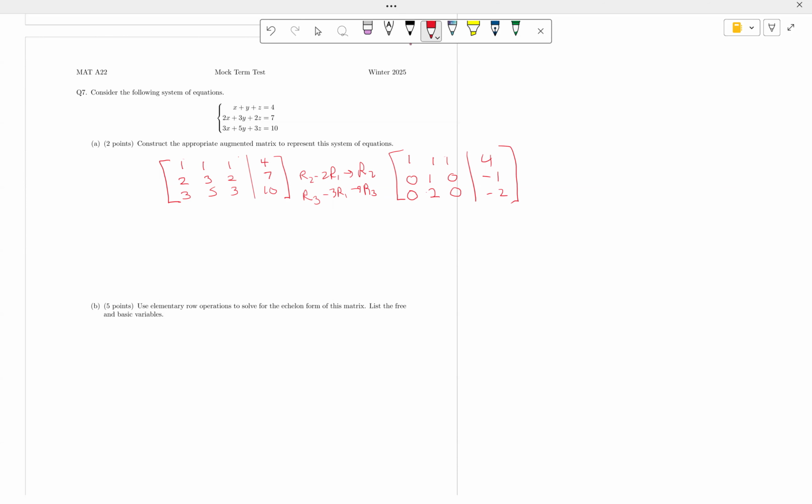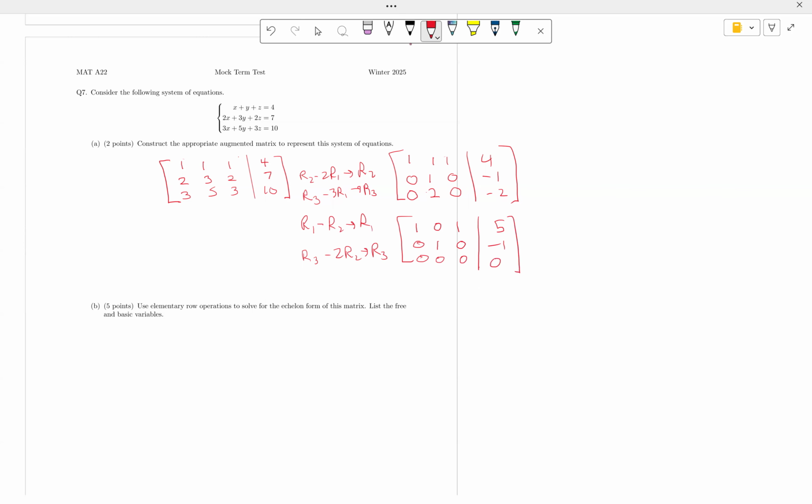We go to our next pivot, which is here, 1. Put it in the right spot. Make it 1. It is 1. Put it in the right spot. It is in the right spot. Zero out the column. So we're going to take R1 minus R2 replacing R1, and R3 minus 2R2 replacing R3. And this gives us 1, 0, 1, 5, 0, 1, 0, minus 1, 0, 0, 0, 0.